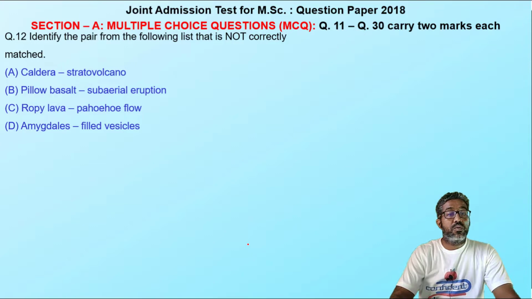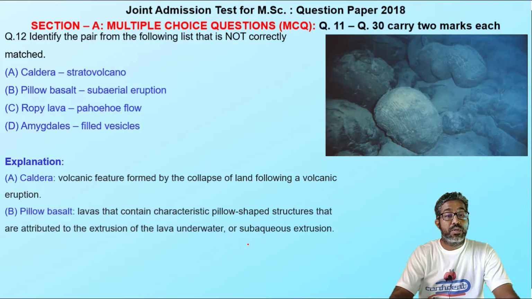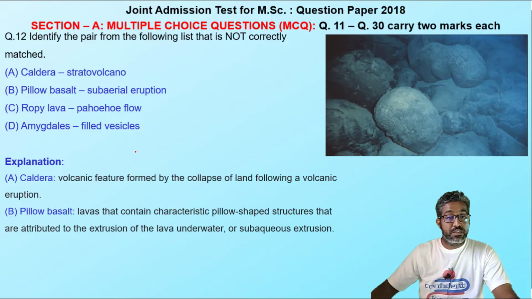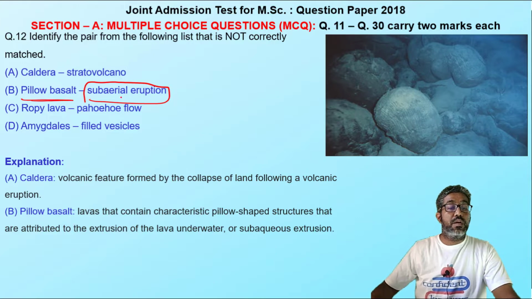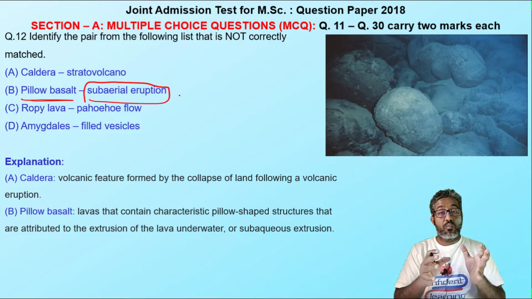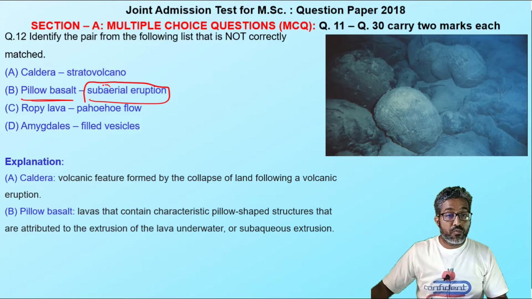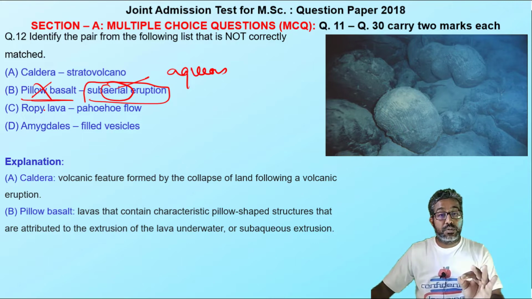The second one is related to the identification of features related to a particular mechanism. This is a caldera. You know that a caldera is directly related to a stratovolcano, and there is an issue with pillow basalt. Here they wrote that a subaerial eruption caused the pillow basalt, but everybody knows that pillow basalt forms in an aqueous environment, meaning a water environment. If we are talking about a water environment, subaerial should be replaced by aqueous. So this is the option with the correct match.